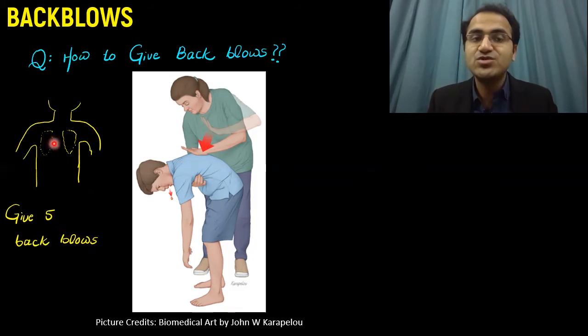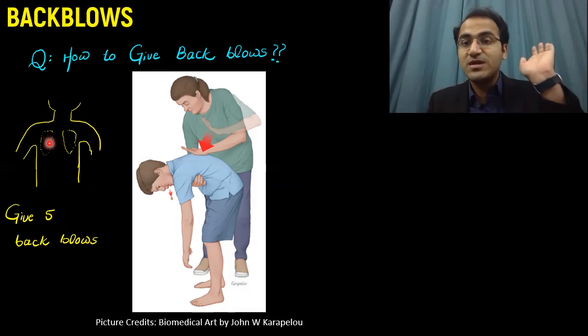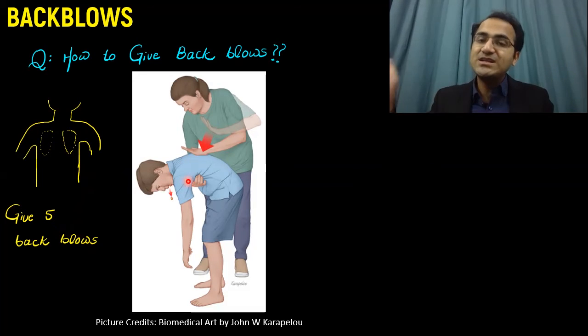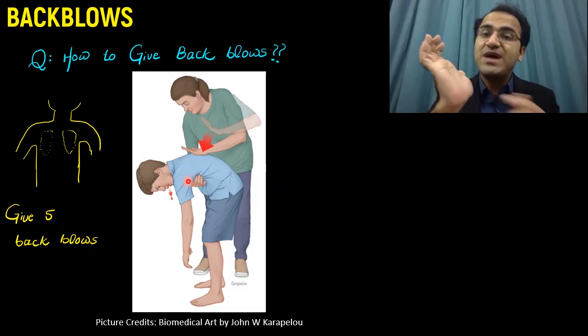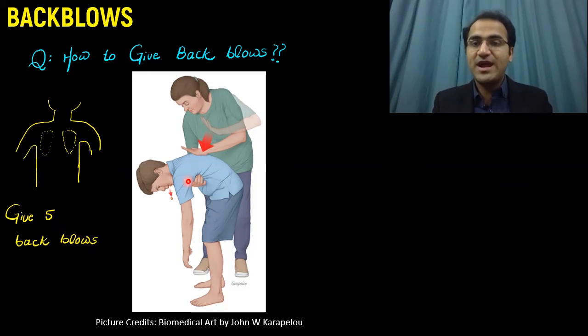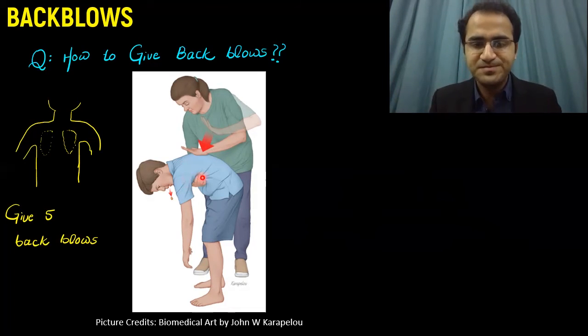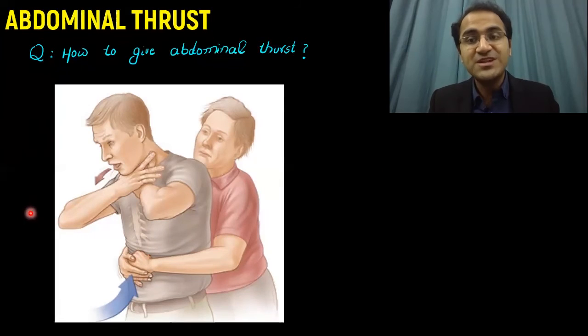And the position of the heel of your hand touching the back should be between the scapulae of the patient. So lean the patient over your one hand and then slap the patient's back with the heel of your hand to help the patient remove the foreign body from their airway.